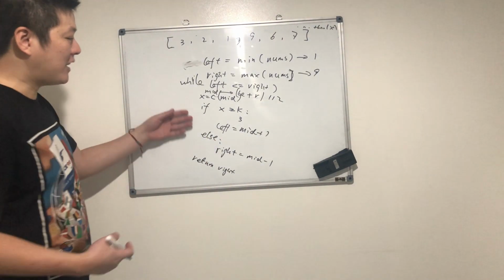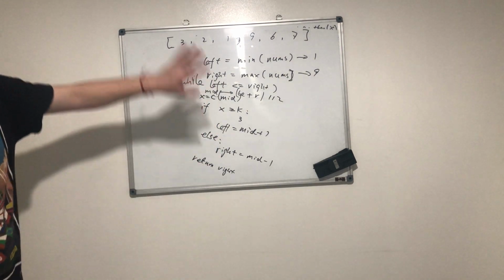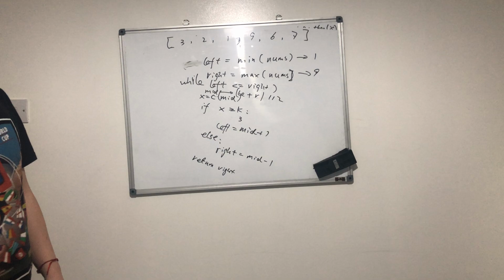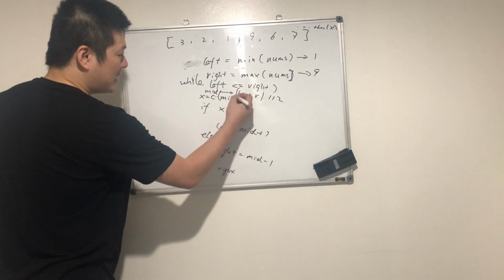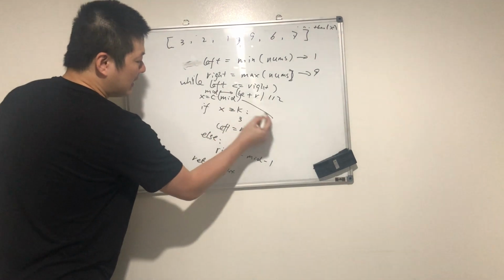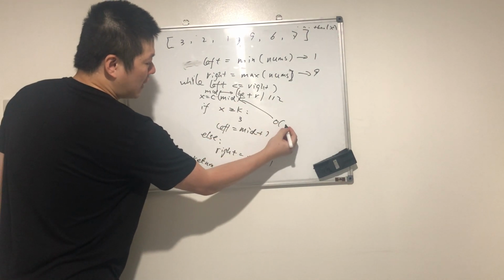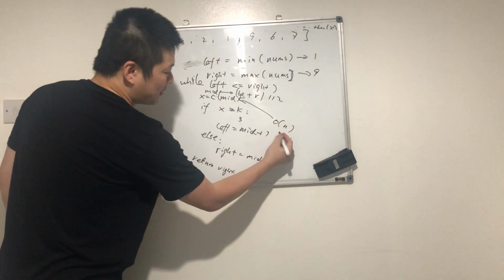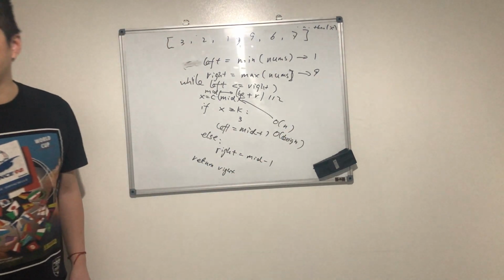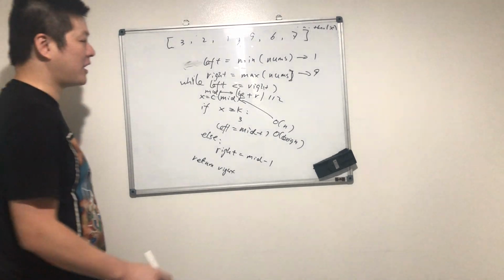So what's the complexity of all of this together? This is O(n), and the binary search is O(log n). So all together, O(n log n). Alright? Okay, good job. Okay, let's do the coding.